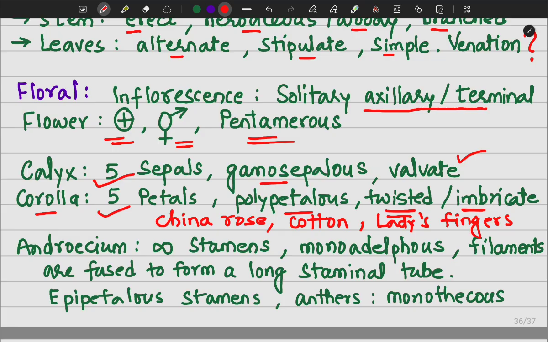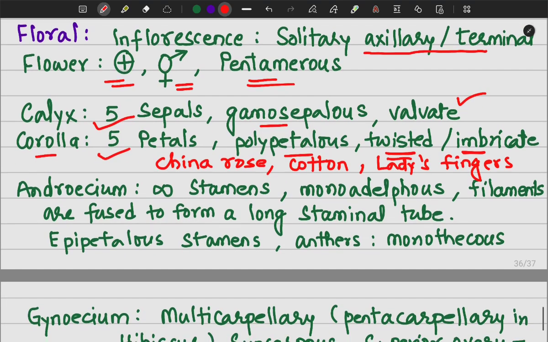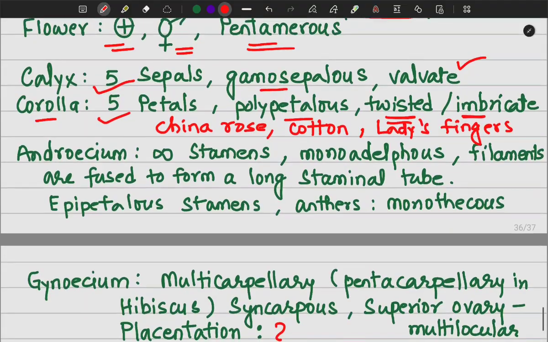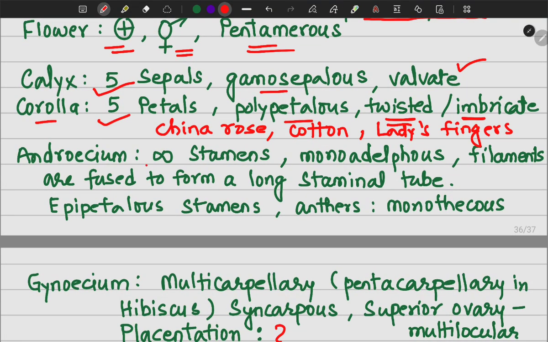Alright, so whenever we have studied China rose in the examples of any type of vegetative or floral characters in this chapter, that character you can easily include in the vegetative and floral description of Malvaceae family. Alright, so let us talk about the type of androecium. The number of stamens will be indefinite. So the flowers of Malvaceae family have indefinite stamens. There are no particular number of stamens. They can vary and they are usually infinite or many in number.